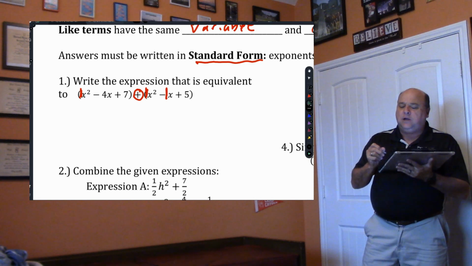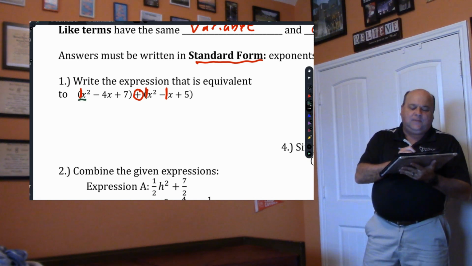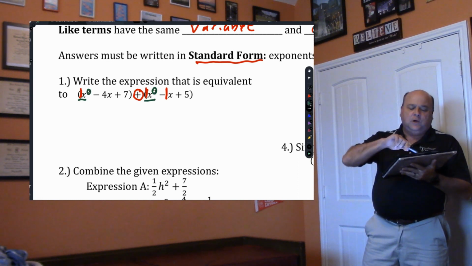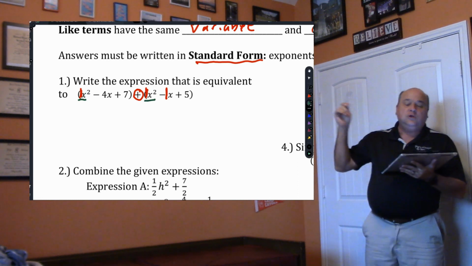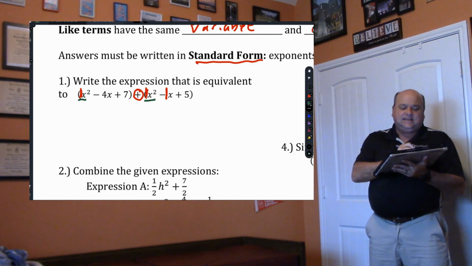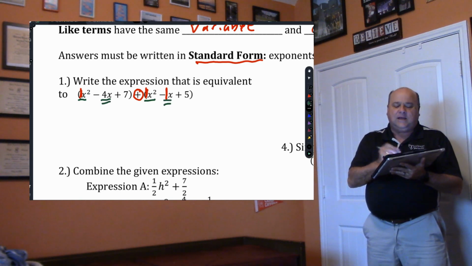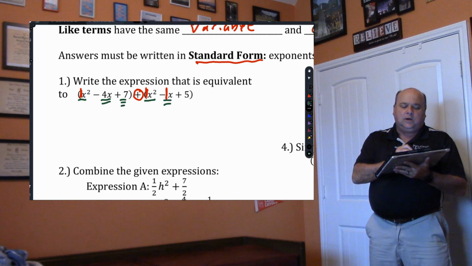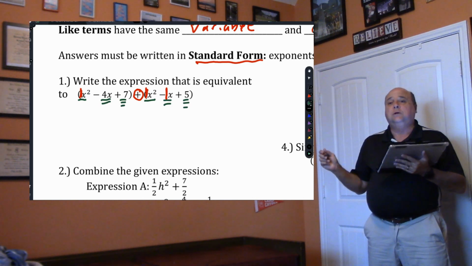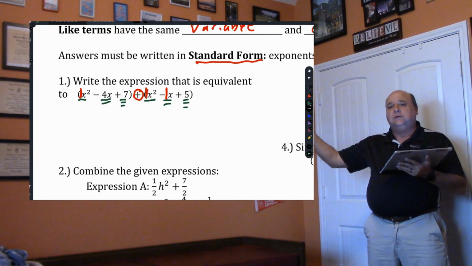On this problem, we're going to single underline the x squares because those are the biggest exponents. Those 2's are the exponents. The next thing we're going to do is double underline the x's, and then we're going to triple underline the constants or the numbers. That's the order we're going to put this in.